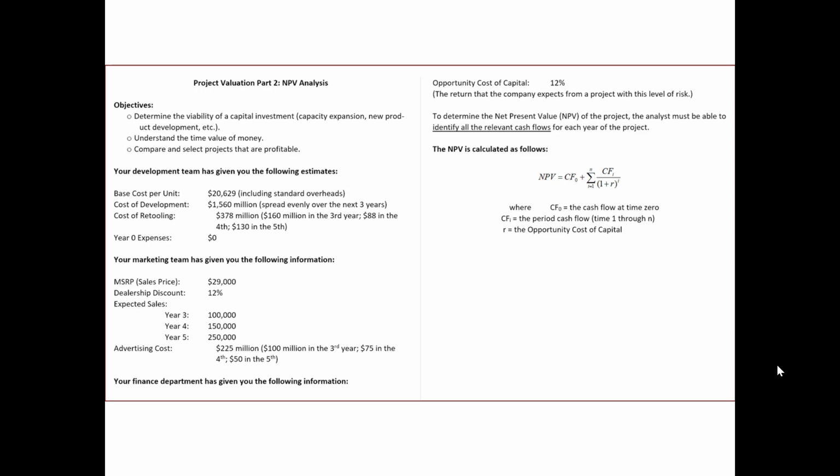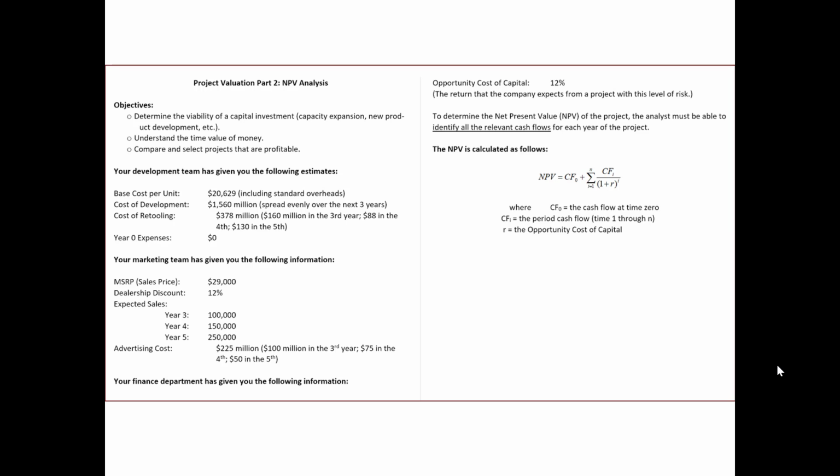And the description also gives you the opportunity cost of capital that the company expects to clear for a project like this, which is 12%. So that will be an important input into the calculations that we do. And the formula you can see over here on the right for NPV is detailed for you.